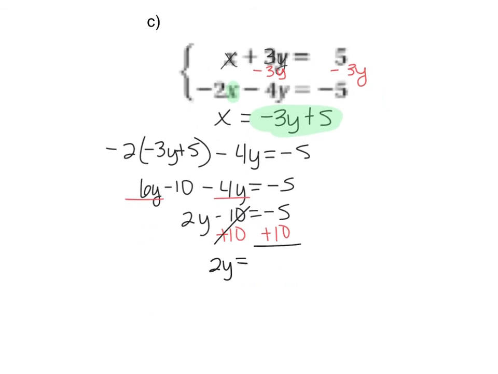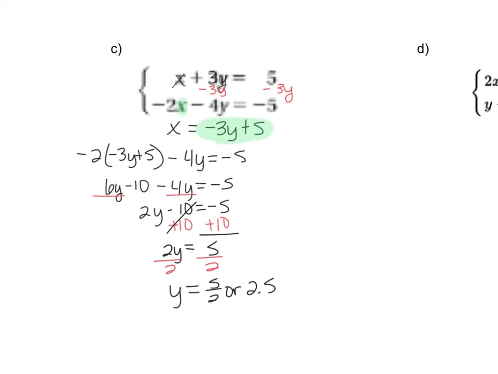2y equals 5. Divide by 2, divide by 2. y equals 5 divided by 2. You could either leave it just like that or 2.5. Okay, that's all right. We're going to get a fraction. It's okay on this problem, I promise.